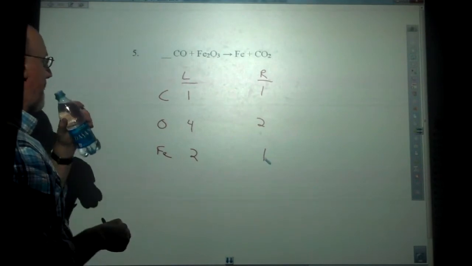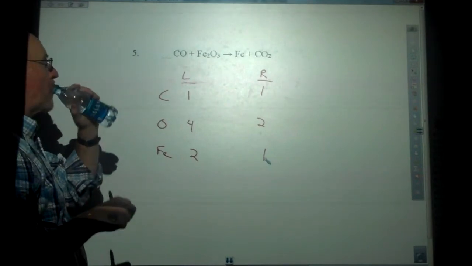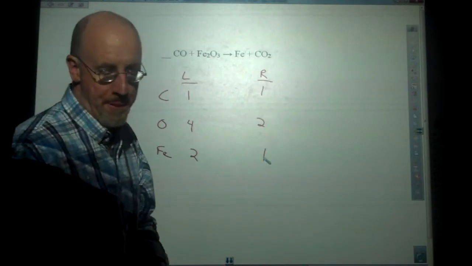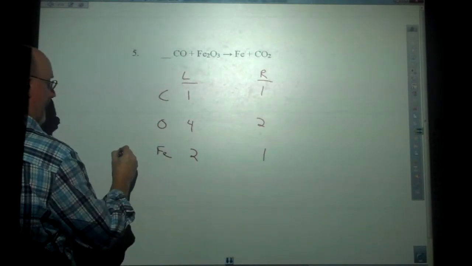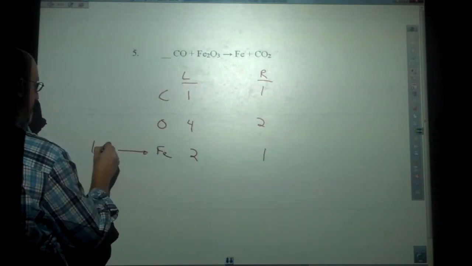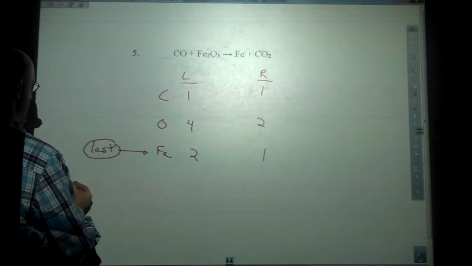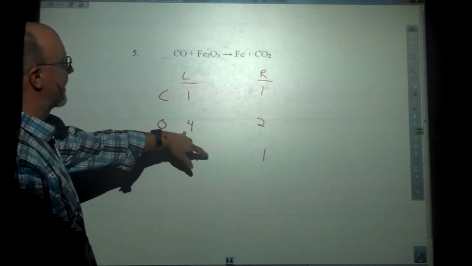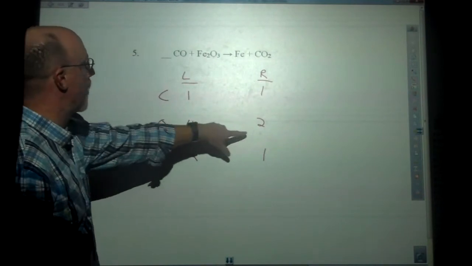So, iron is by itself. So, let's do the iron last. And it's in that order, so you do that last either way, but that's fine. So, let's start with the oxygen. Carbon's already balanced. Let's start with the oxygen. 4 and 2.